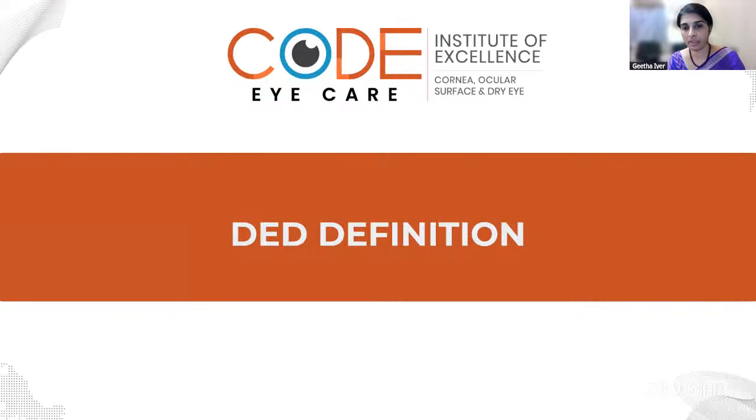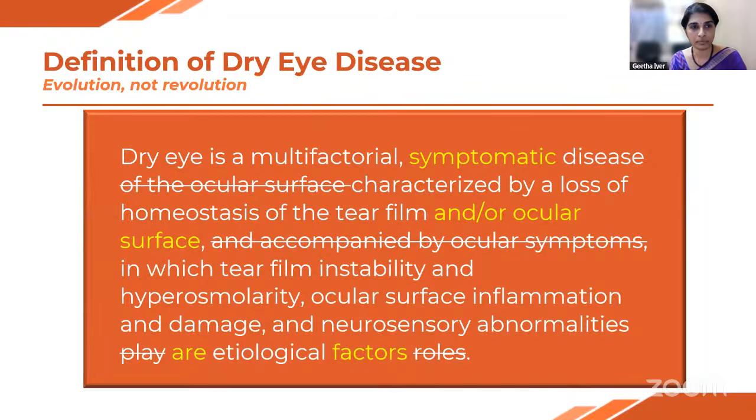And this brings me to how dry eye disease has been defined by DUCE-3. It is a multifactorial symptomatic disease characterized by a loss of homeostasis of the tear film and or the ocular surface, in which tear film instability and hyperosmolarity, ocular surface inflammation and damage, and neurosensory abnormalities are etiological factors.